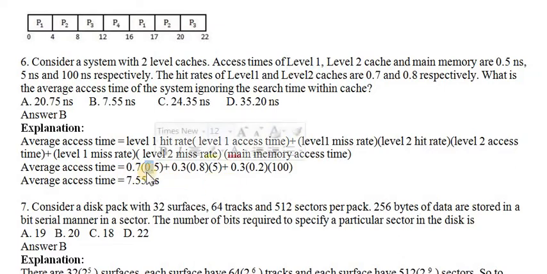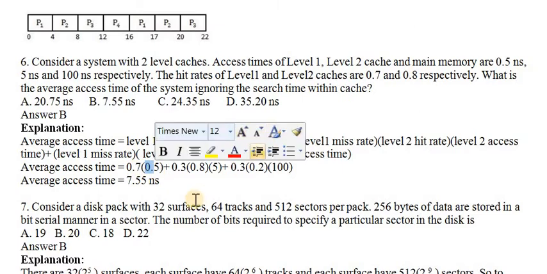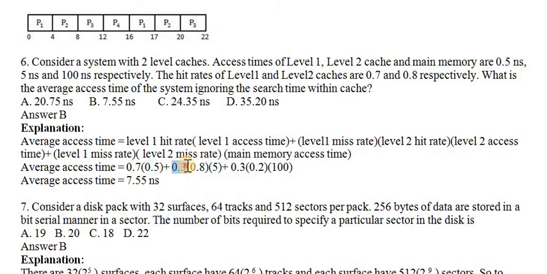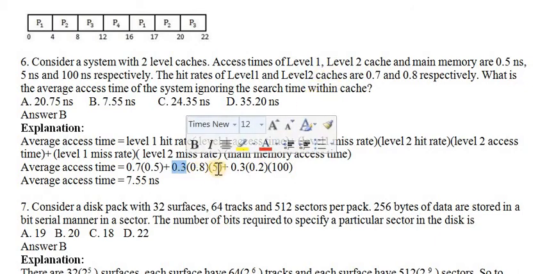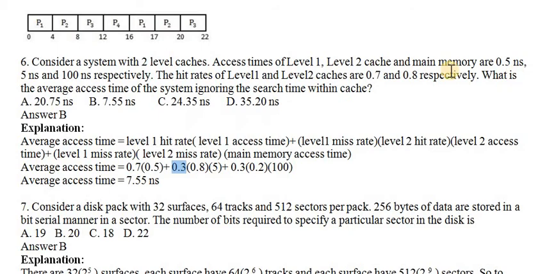Plus, suppose we are searching from the L2 cache. We go there whenever we are not able to find the data in the L1 cache. So the miss ratio I want to multiply here: 100 minus 70 is 30, which is 0.3, into the hit ratio of the L2 cache, 0.8, into the access time of the L2 cache. They clearly mention 5 nanosecond, so I am multiplying.